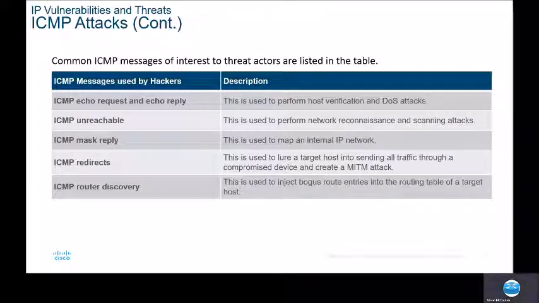You can do ICMP unreachable, again, to perform network reconnaissance and scanning attacks. ICMP mask replies: you can get a map of the internal IP address. You can get redirects. This is used to lure a target host into sending all traffic through a compromised device and create a man-in-the-middle attack. And then there's router discovery, used to inject bogus route entries into the routing table of a target host.